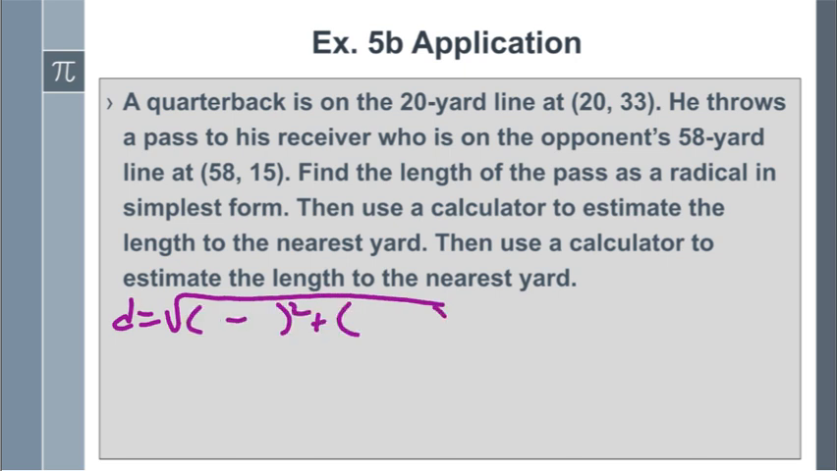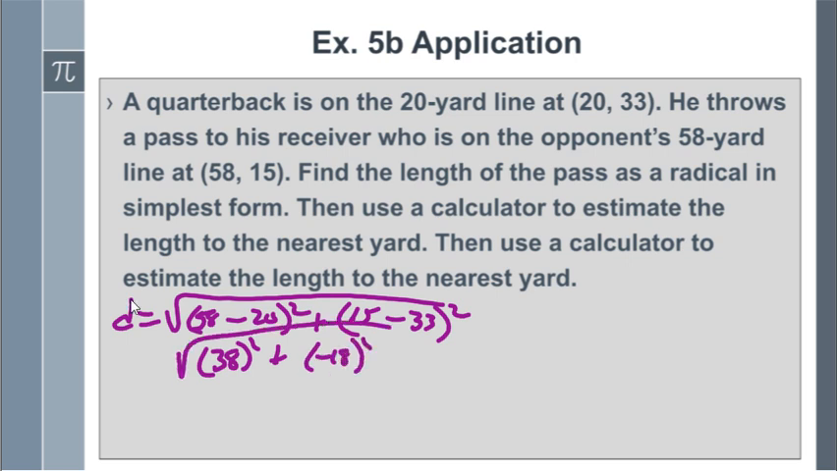So I have 58 minus 20, and I have 15 minus 33. So 58 minus 20 gives us 38. 15 minus 33 gives us a negative 18. We square both of them. So 38 squared is 1,444. Negative 18 squared gives us a positive 324. If I add my numbers, that gives us the square root of 1,768.